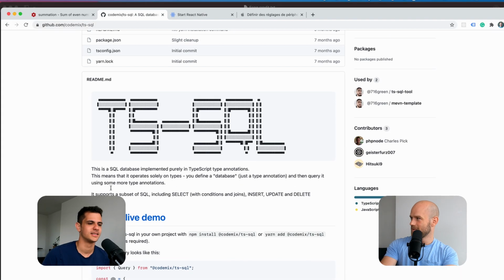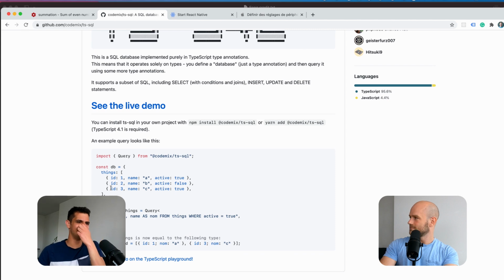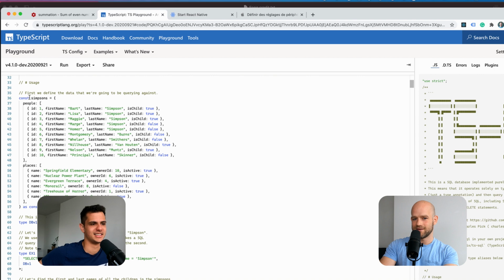So I'm going to prepare something for next week. Well, maybe we can use stars to rasterize pixels. No, but I'm sure we can draw lines and stuff like that. Because let me show you something which I think you're going to be very surprised. Do you know about this project? TSSQL. Oh my God. A full-fledged SQL parser implemented in types only. Look, you have data here.